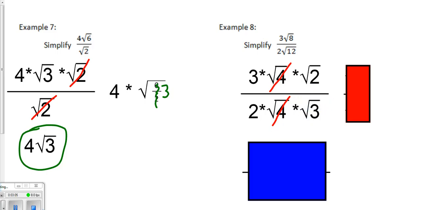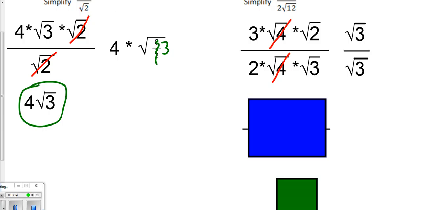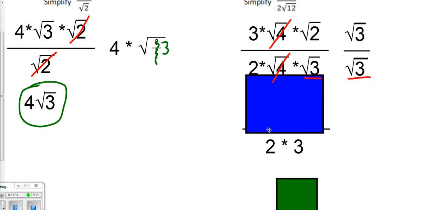Now how would we get rid of something from that denominator? Well, we'd multiply the top and the bottom by that square root. Whatever it is down here that we need to get rid of, that's the square root we need to multiply by. So square root of 3 was down here, so we need to multiply by square root of 3 over square root of 3. When we do that, notice that square root of 3 times another square root of 3 becomes 3. So our bottom is now 2 times 3.